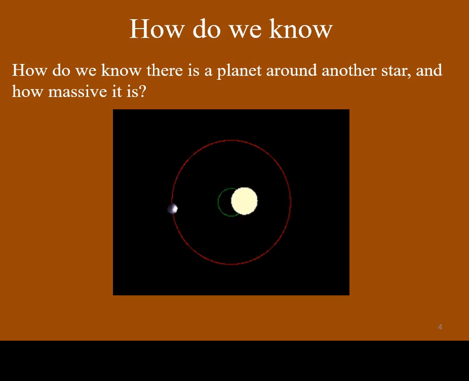The first way of detecting an extrasolar planet relies on Newton's third law. As a star gravitationally tugs on a planet, the planet tugs gravitationally on its star with an equal force. Because the star is much more massive, it's going to move around a lot less than its planet.